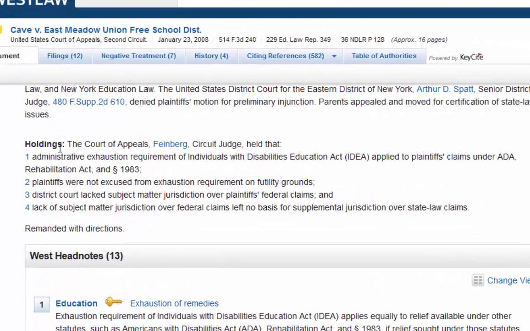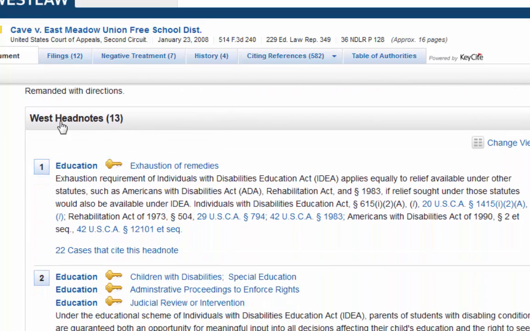The next thing you'll see is the holding. So this is the way this particular case was decided. So these are the four aspects for this case that the judges decided were pertinent. So you'll also notice that one judge kind of takes credit for and writes the actual opinion. There's usually more than one judge that hears a case, but this one judge will then take responsibility for writing the opinion. The next portion that you'll see are the West Headnotes.